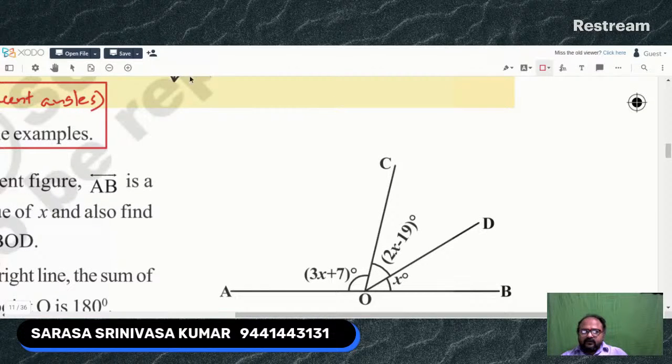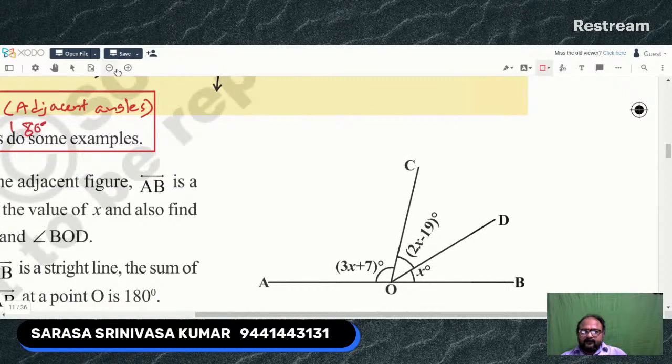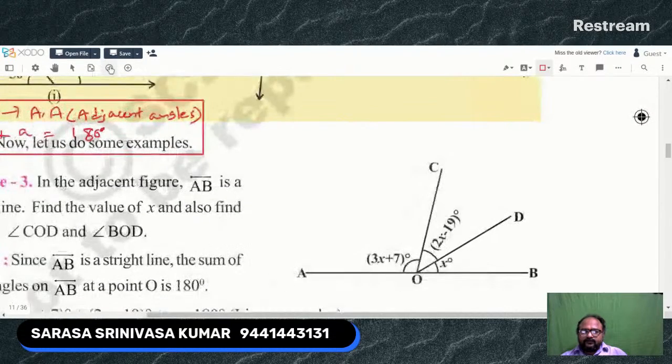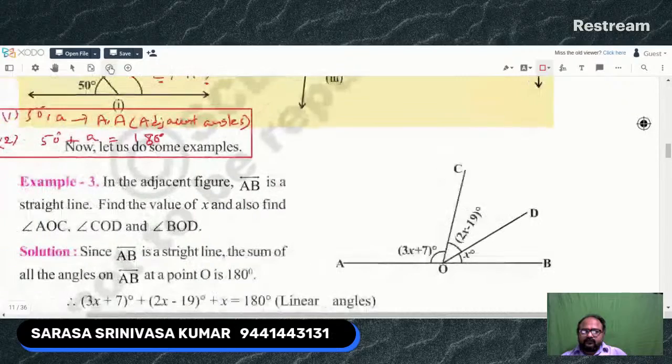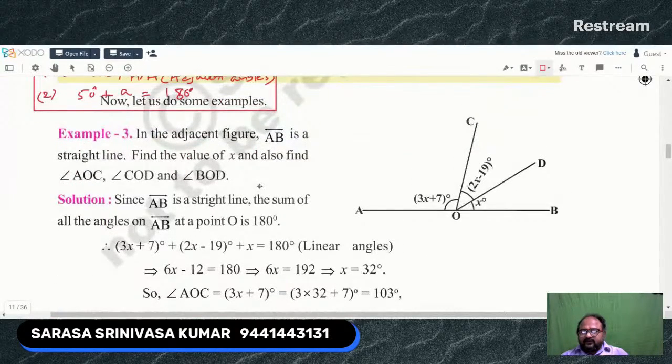Dear students, we can consider some more problems in this model. Now let us observe the diagram. Here a straight line AB is given. AB is a straight line.